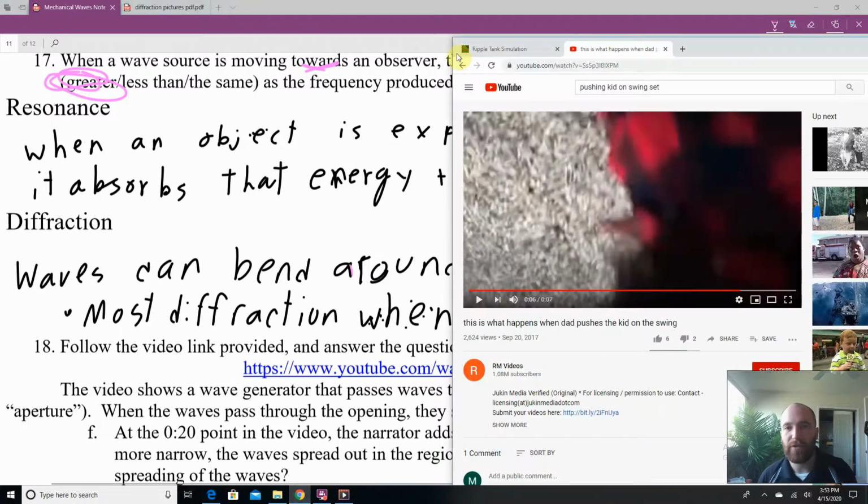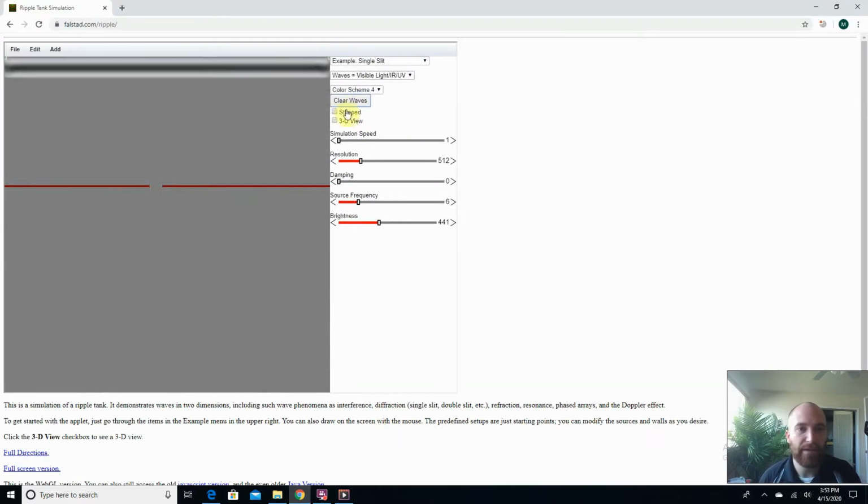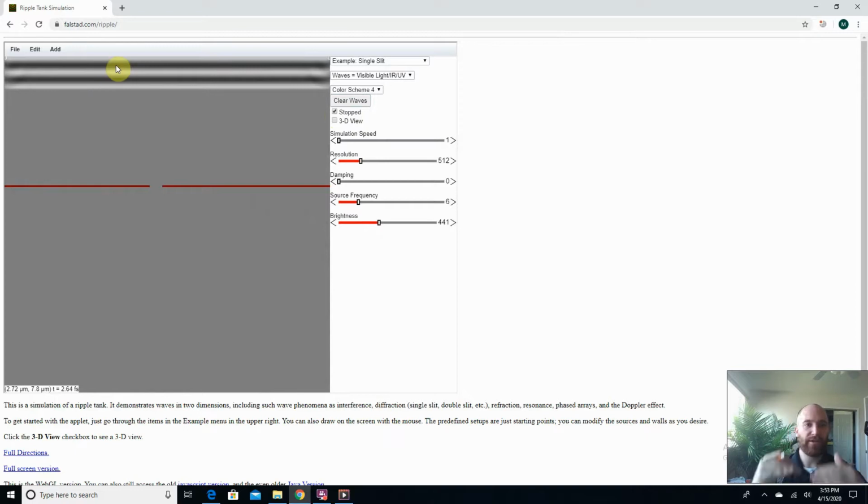So what I'm kind of trying to illustrate is something like this. So I'm going to clear out these waves and stop it for a second. We've got a bunch of wave fronts coming in from the top, and they're just moving downwards. Here we've got an obstacle, this thing right here that I can kind of move back and forth. We've got this obstacle here, and then the waves are going to hit it.